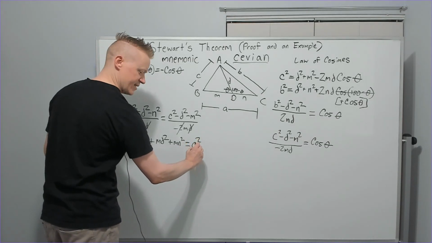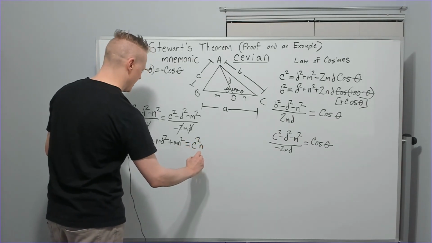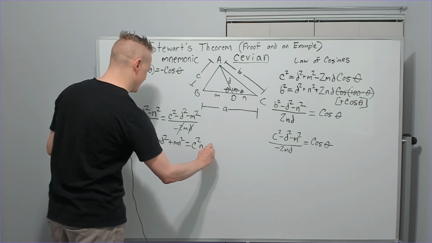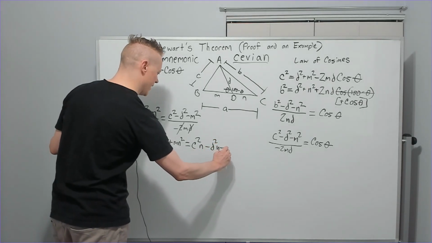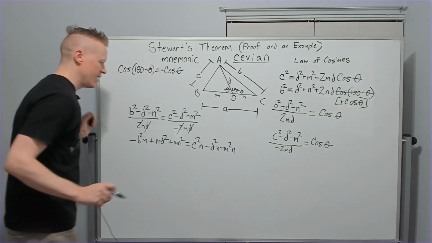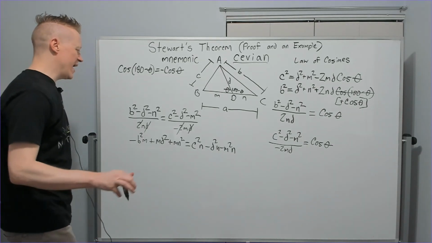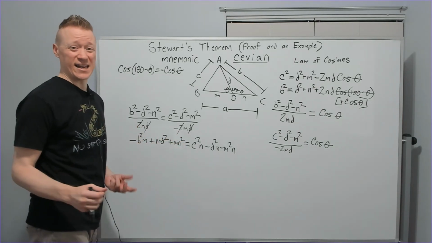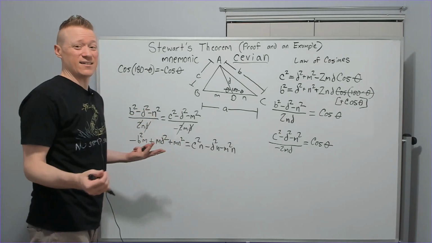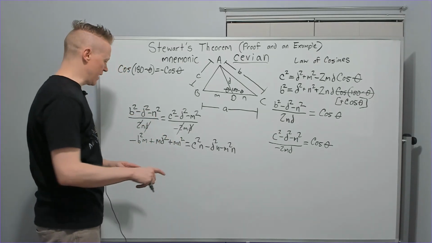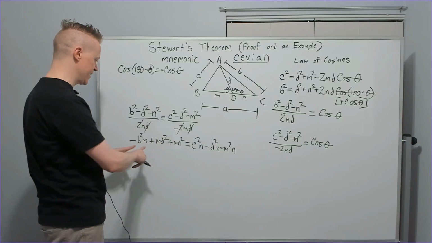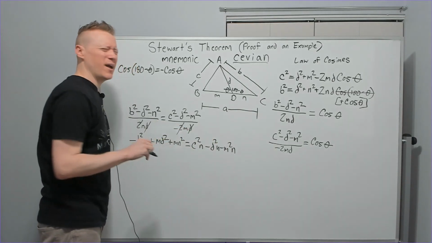You're going to get c squared n, and then minus d squared n, and then minus m squared n. Okay, so I'd like to get things to where they're not negative. In general, I just don't like negativity at all, really. And so I'm going to avoid it at most costs, which means I'm going to move these over here. Why do I hate negativity?